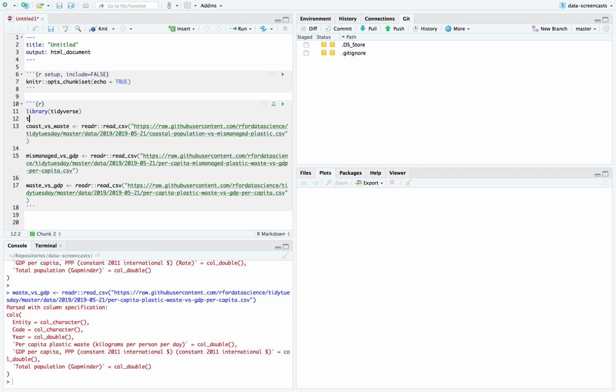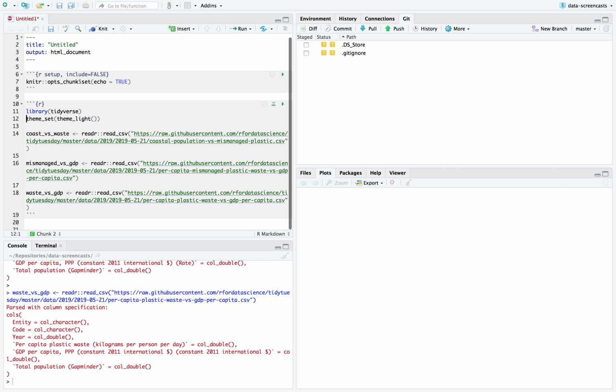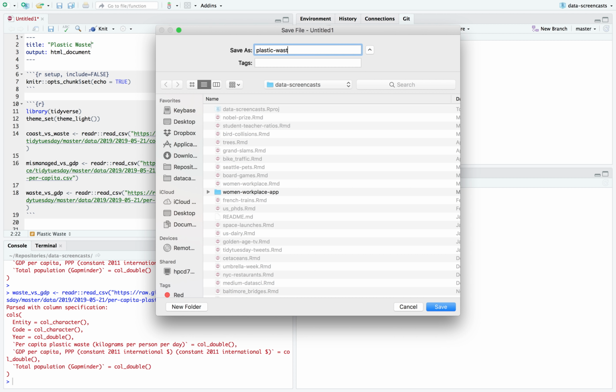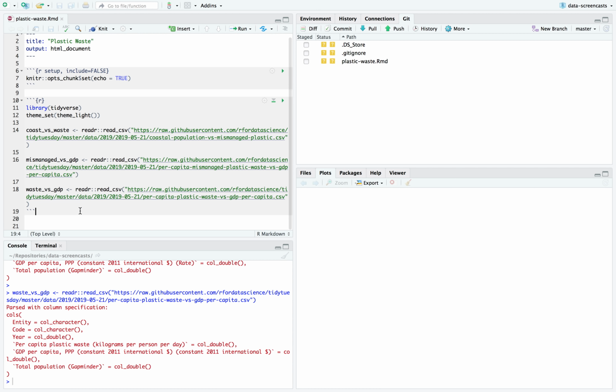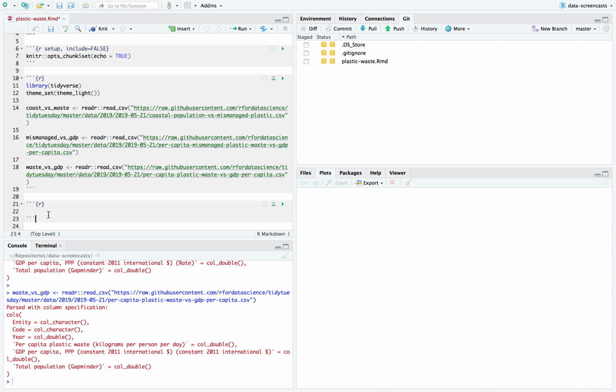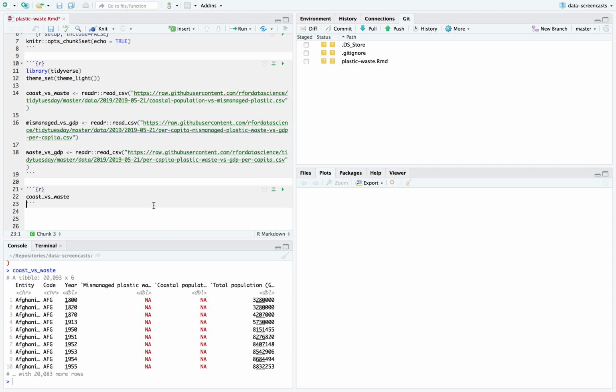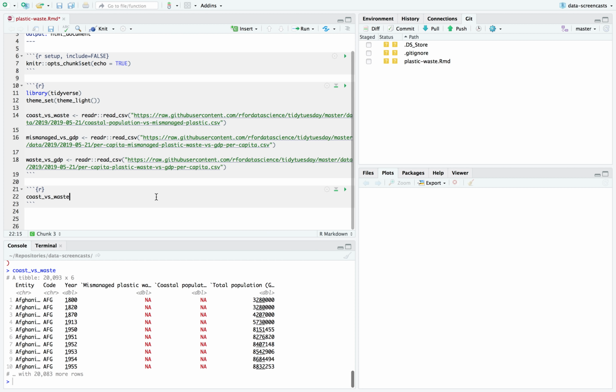I usually do library tidyverse, and I set my ggplot2 theme. Plastic waste. Save the file. Fantastic. All right, looks like we're working across countries. We have 3-letter country codes. We have data over time. Oh, good chance we'll make an animated graph.